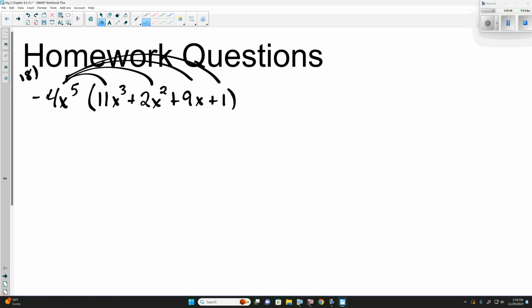Distribute through. So we do negative 4x to the fifth times 11x cubed. Well, negative 4 times 11 is negative 44. X to the fifth times x to the third would be x to the eighth. When the bases are the same, we add the exponents. So x to the fifth times x to the third would be x to the eighth.